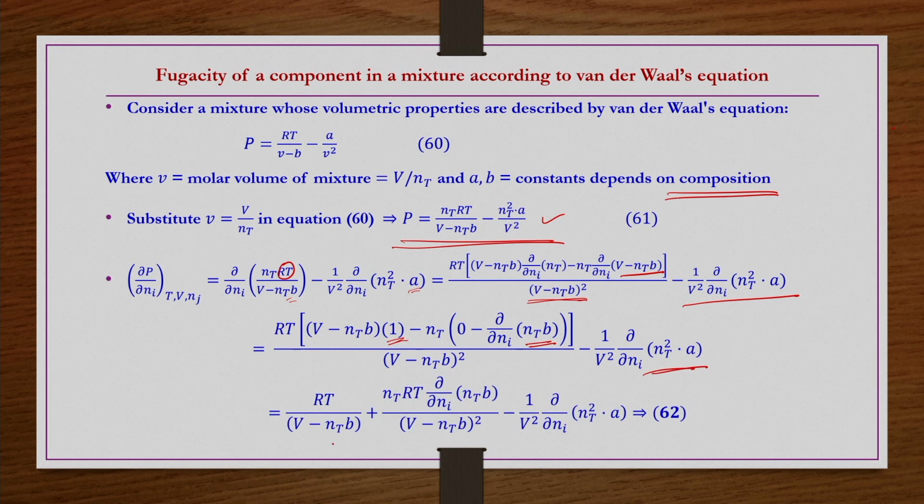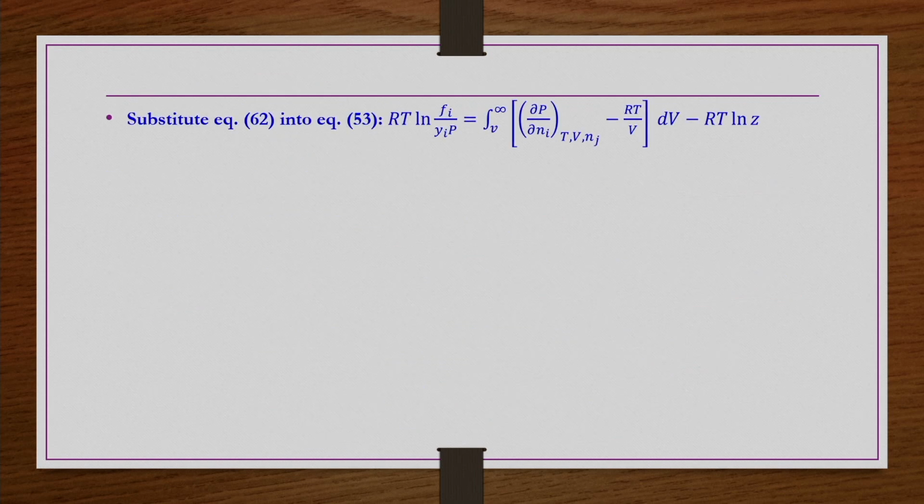So, further this we can simplify as RT/(V − NTB), and then this term NT RT ∂/∂Ni of NTB divided by (V − NTB) whole square, minus 1/V² ∂/∂Ni of NT² A is as it is. Now, this term will be substituted in equation number 53 here. This is the equation number 53.